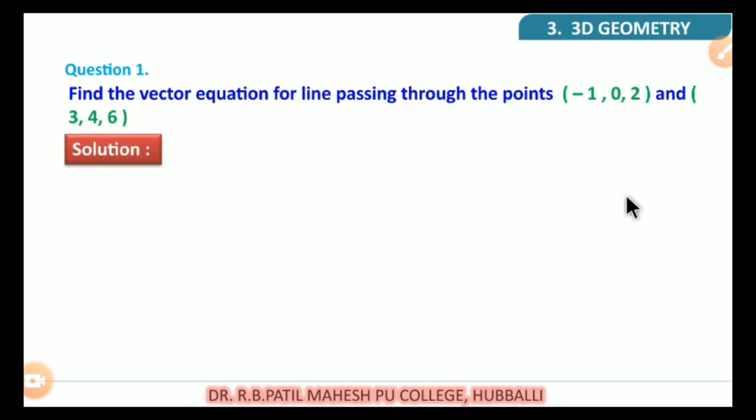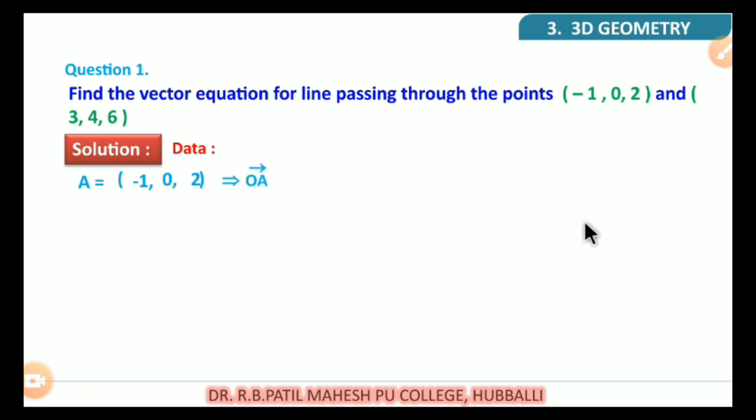Question number 1: find the vector equation of the line passing through the points (-1, 0, 2) and (3, 4, 6). So there are 2 points here. You have to find only the vector equation. Therefore the data can be taken as follows. The first point can be taken as point A, and the second point can be taken as point B. Now we have the coordinates -1, 0, 2.